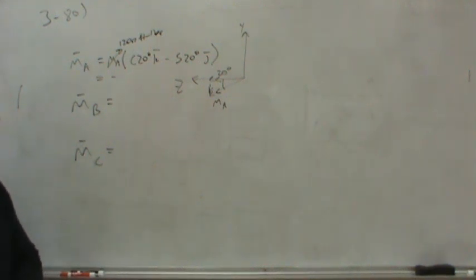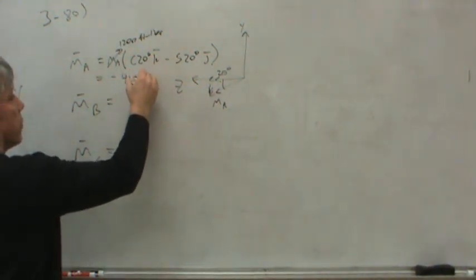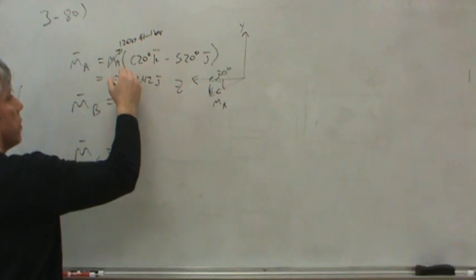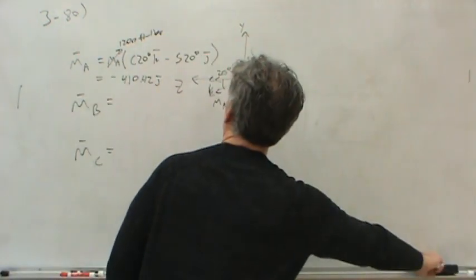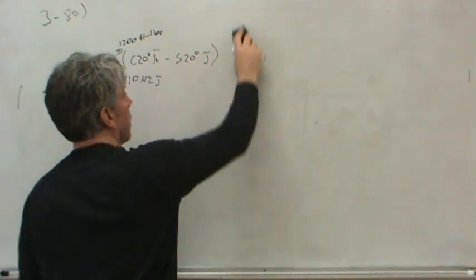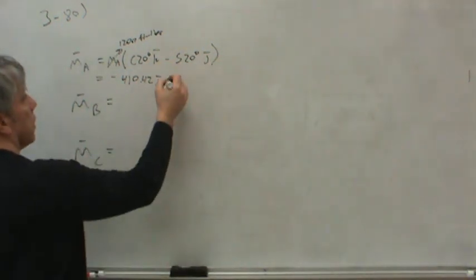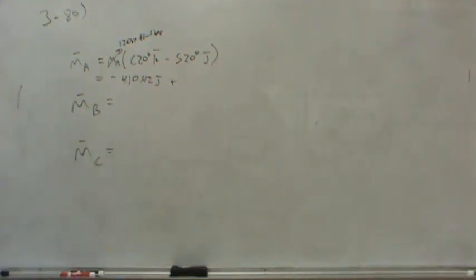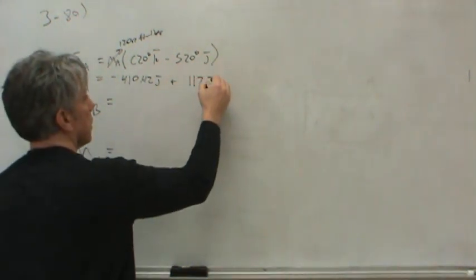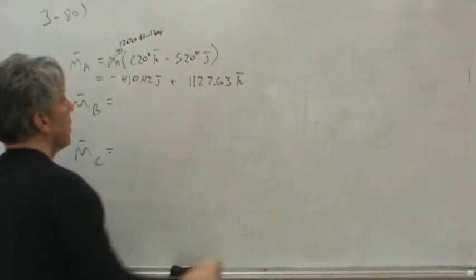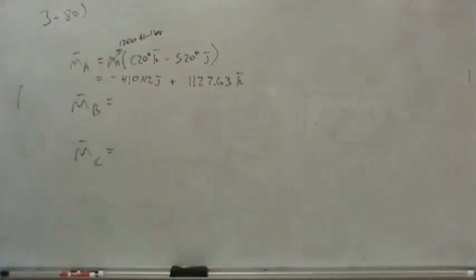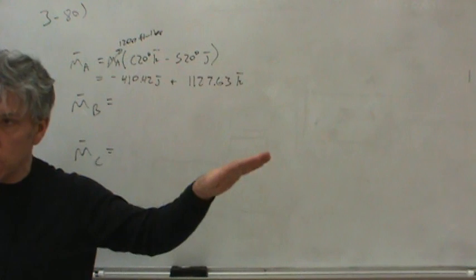1,200 sine 20 is 410.42, so 410.42 in the j direction, thank you. How about in the k direction? 1,200 times cosine 20 is 1127.63. Thank you. So that is a vector representation of the moment applied to, this is probably a differential, right? Because you got shaft power coming from the engine and torque coming out the two axles. And of course, the angle of those axles, since you have a suspension system, they might move up and down.